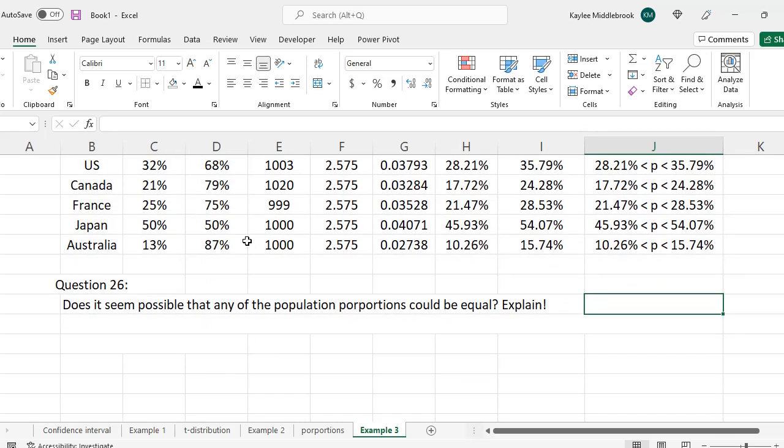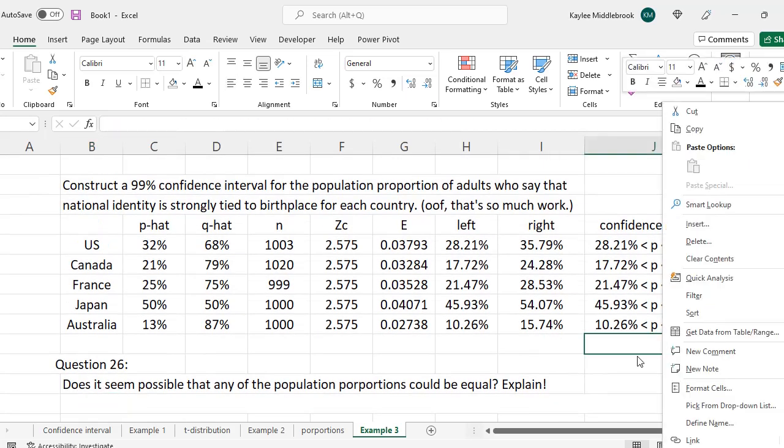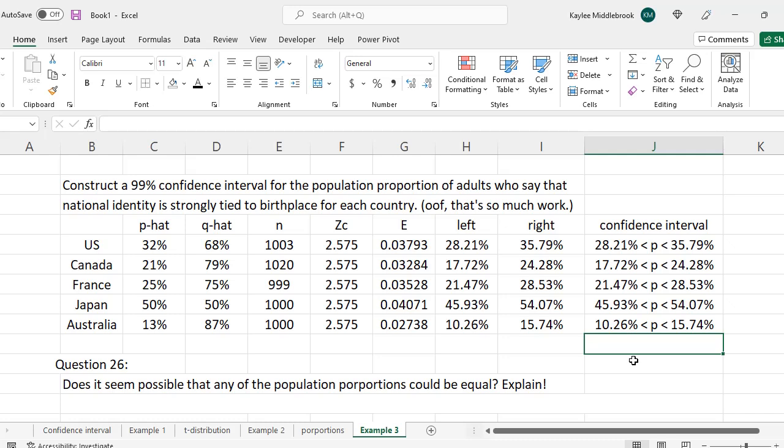So, for question 26, does it seem possible that any of the population proportions could be equal, and let's explain. So let's go ahead and look at our different confidence intervals. If any of our population proportions could be equal, essentially we're looking for overlap between the various distributions, where, for example, there could be overlap between US and Japan or Australia and Canada. As I'm looking at these values, it doesn't look like there's any overlap between any of the values. For example, 28 is not between 17 and 24.